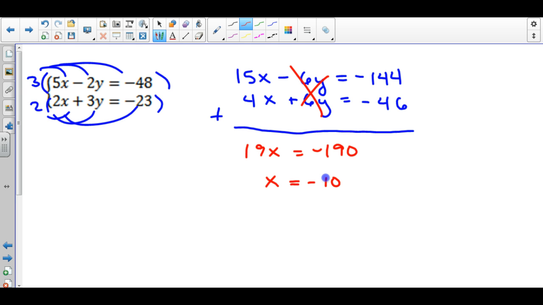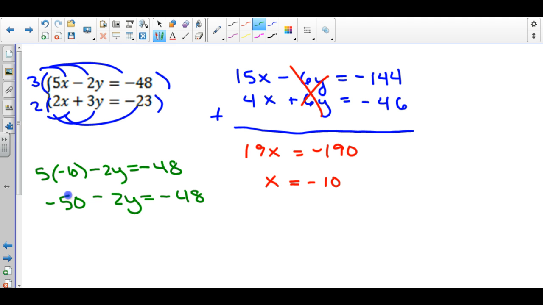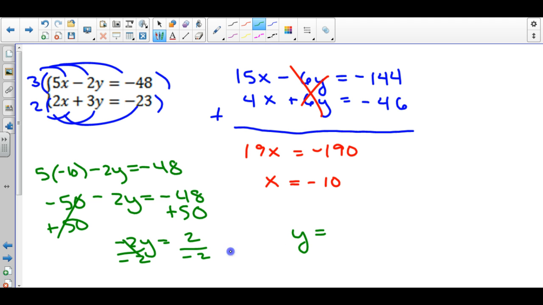Okay, so now that I have my x value, I can substitute it back into either equation to get a y value. I'm just going to pick the top equation, no reason. So 5 times our x value minus 2y equals negative 48. This comes out to negative 50 minus 2y equals negative 48. I'm going to add 50 to both sides, so I end up with negative 2y equals positive 2. Then at the very end, I divide both sides by negative 2, and 2 divided by negative 2 is negative 1. So my final answer expressed as a coordinate is the point negative 10, negative 1.